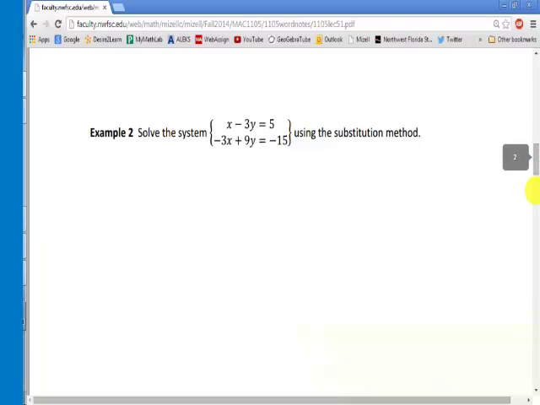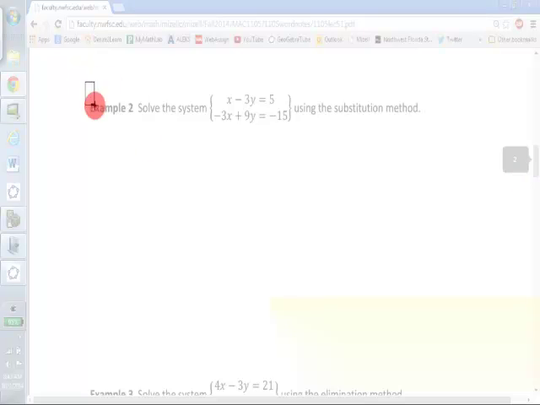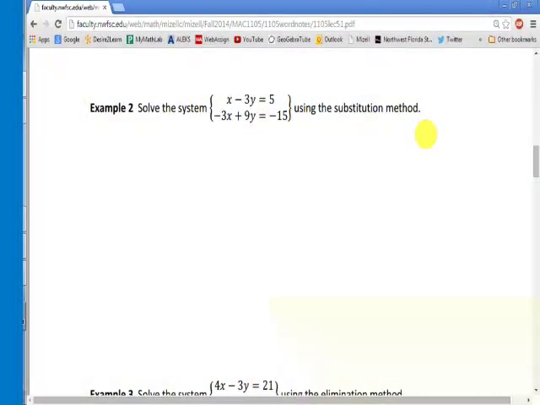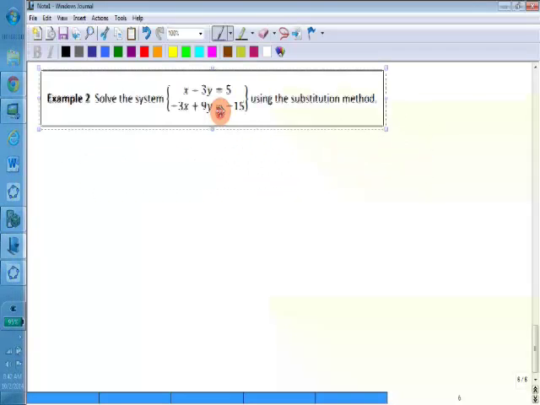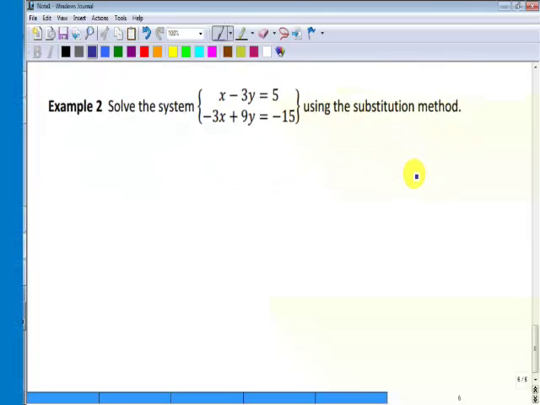Example 2 says use the substitution method. We can use any method you want for this. This is just here to showcase a different case. The first one was case 1, where there was a unique solution to the system. I think this is case 3, and we're going to expect infinitely many solutions to this. If we use the substitution method, step 1 is we would solve x minus 3y equals 5 for x, and we get x equals 3y plus 5.